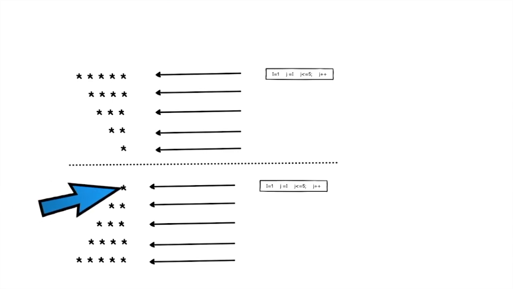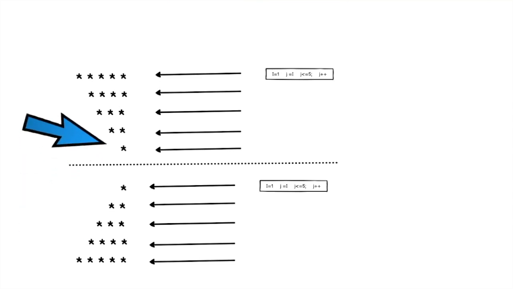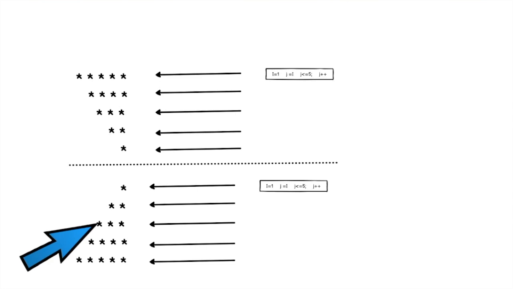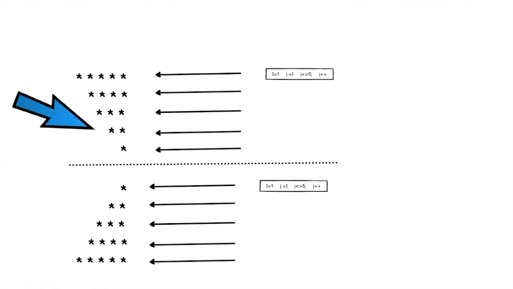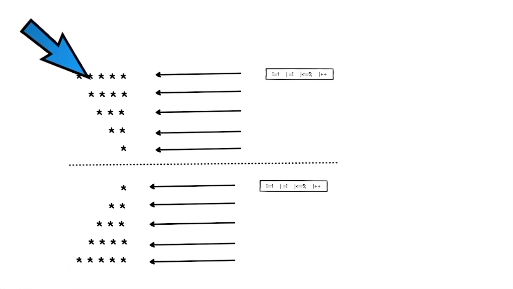On the first row we have to print 4 empty spaces and then 1 asterisk, like the last one of these. On the second row we print 3 empty spaces and 2 asterisks. On third row, 2 empty spaces and 3 asterisks. On fourth row, 4 asterisks and 1 empty space. And on the last row or fifth row, 5 asterisks and 0 empty spaces.